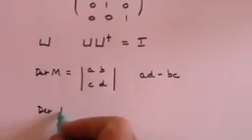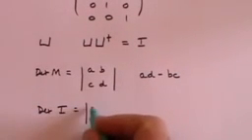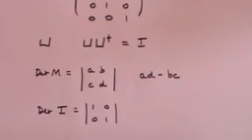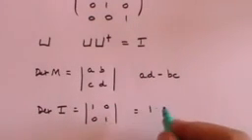And you can see immediately that the determinant of the identity matrix, which of course would in this case be 1, 0, 0, 1, would be 1 times 1 minus 0 times 0. The determinant of the identity matrix is 1.